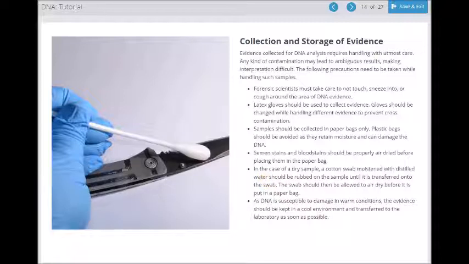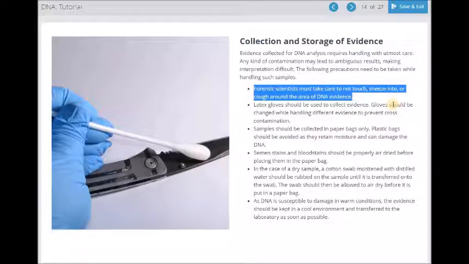But you also have to keep it from being contaminated with other types of DNA or other types of chemical sources or biological sources. And so, this may sound kind of funny, but forensic scientists have to take care not to touch, sneeze, or cough into the DNA evidence, because then you've added your DNA to it and it can really cause problems and maybe even totally invalidate the sample. You should use latex gloves so that the tissues from your hands don't get into it.